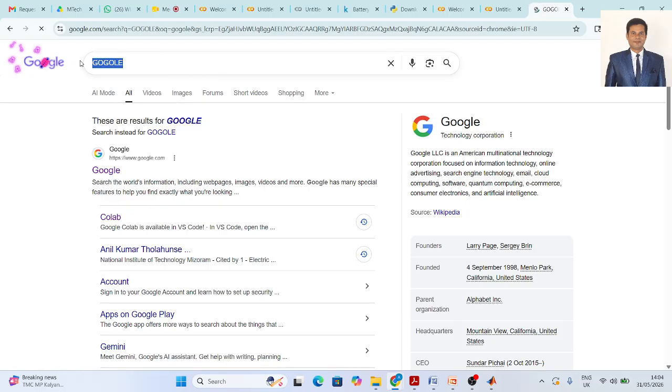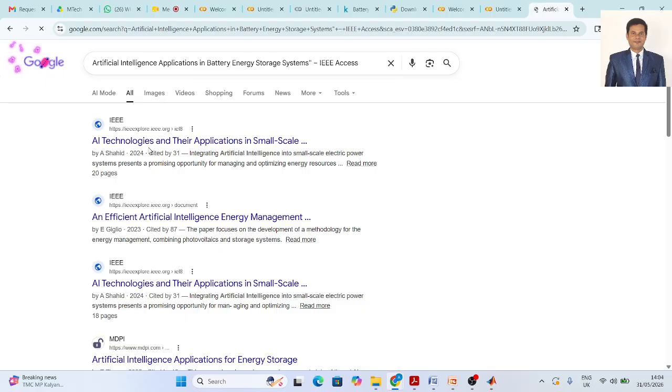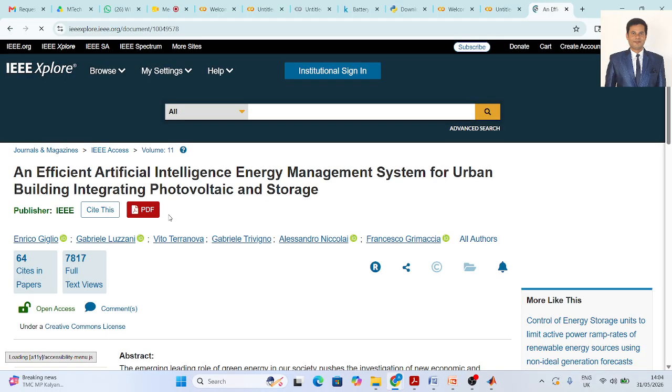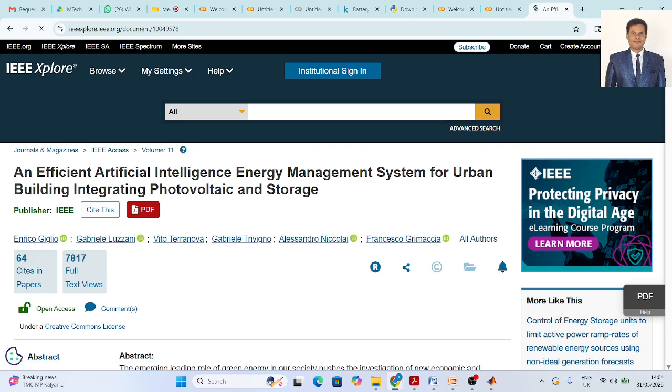In IEEE Access, okay? See, like this you will get the AI with intelligence energy management system. Okay, try to take these papers. Okay, try to learn from them with different resources, right? The solar and wind.